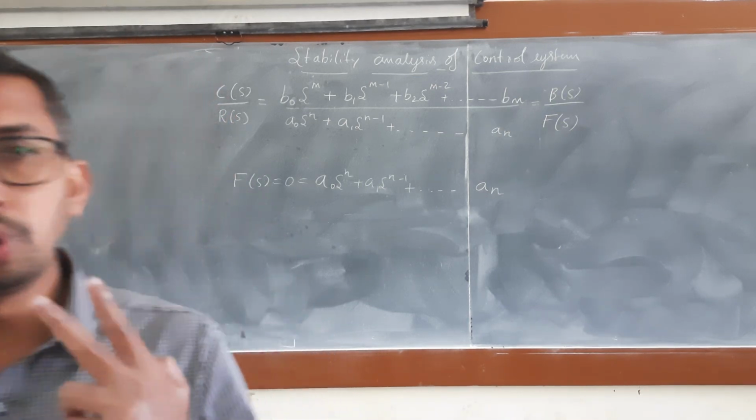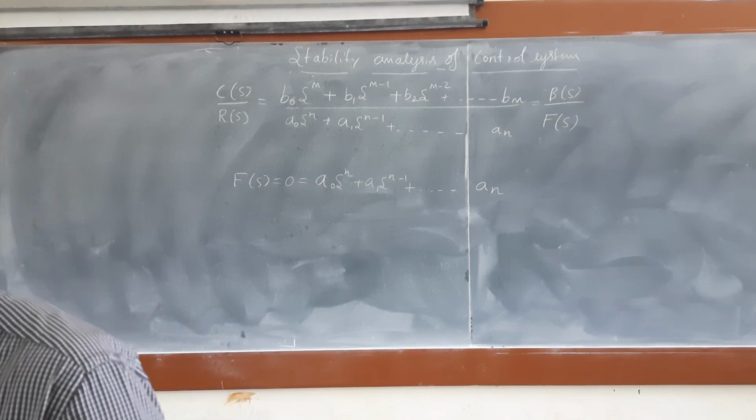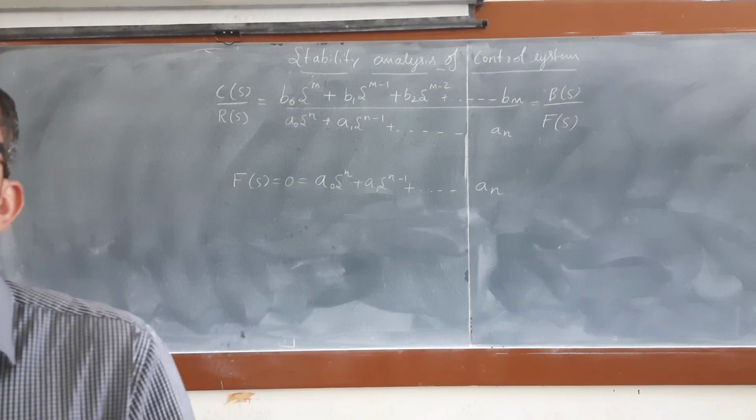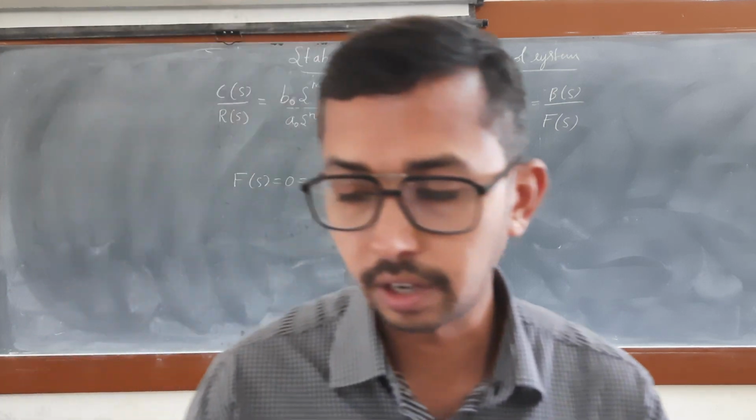Now there are two methods to find out the stability of the system. How many methods are there? Two methods. The first method is the Hurwitz criterion method. Please take down: Hurwitz criterion method.